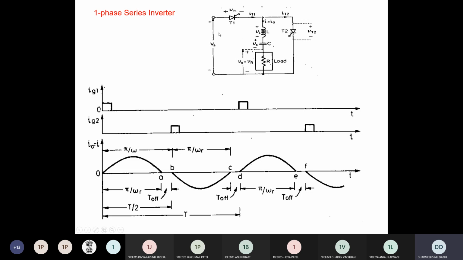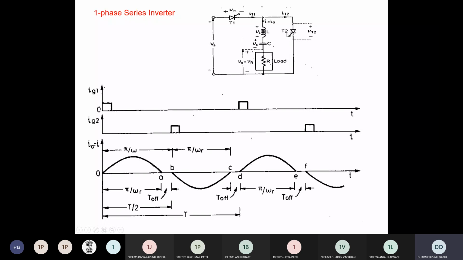Clear? The direction of current during conduction of T1 is this one, upper side to lower side, but when T2 is conducting, it is from the lower side to the upper side, in this direction. Clear? So you can see that the current flowing into the load is negative from B to C when T2 is conducting. Again, at instant C, the current flowing into the load is 0, where your capacitor is completely discharged. So current flowing into the load is 0.